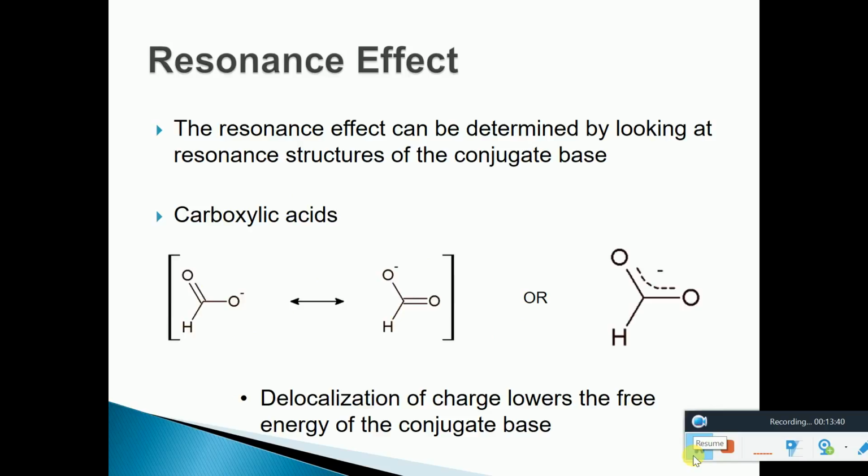Weak base, strong acid. A weak base is less reactive than a strong base, and a base that is less reactive is going to be a base that is more stable.